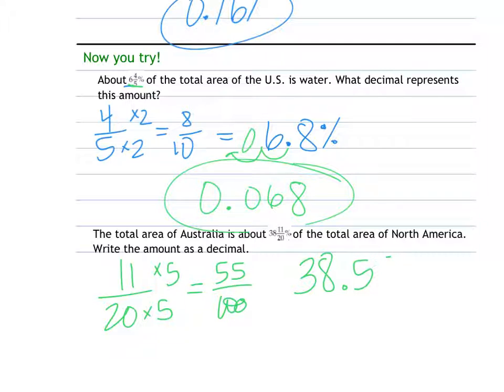38 and 55/100%. From here, we move the decimal 2 spots to the left. Again, we start with where the decimal is in the middle of the number, not at the very end. So 0.3855. So that's the amount that Australia is of North America.